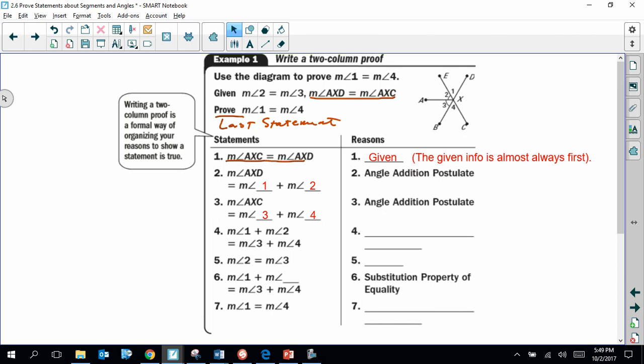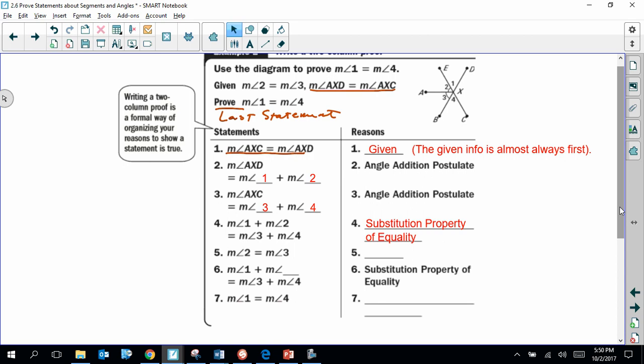Well, if AXC is equal to AXD, then that means that the sum of angle 1 and angle 2 must equal the sum of angle 3 and angle 4. And the reason that we give for that statement is the substitution property of equality. If this angle is equal to this angle, and the first angle is made up of these two angles, and the second angle is made up of these two angles, then the sums, whatever those two angles that we add together, have to be the same because the original angles were congruent to each other.